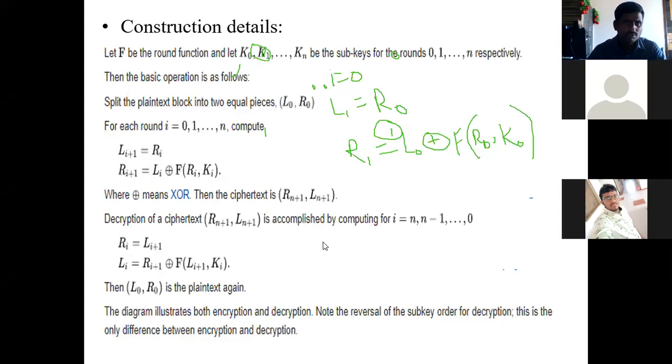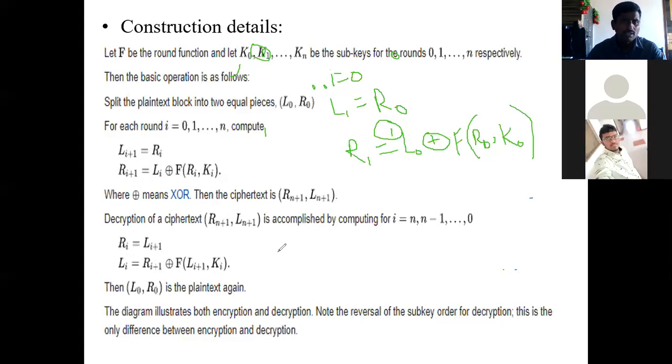If you take i is equal to 0, let us see. Take i is equal to 0, R0 is equal to L0 plus 1, which means L1. If you want R0, it will be L1. So it is reversed. You can observe here that L1 is equal to R0 when you are performing the encryption process. In the decryption process, if you want R0, it will be L1 in reverse order.